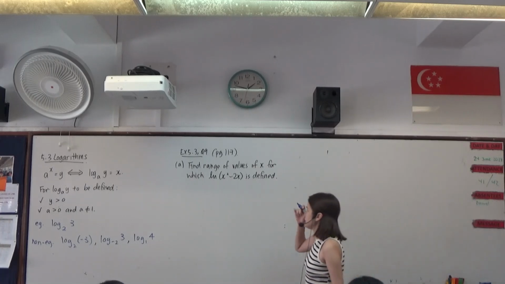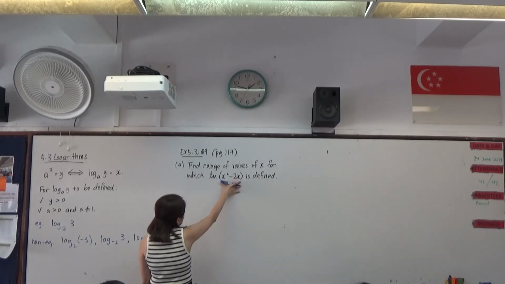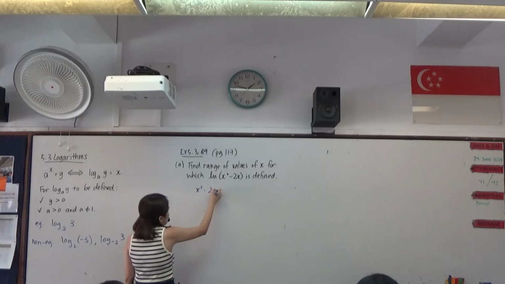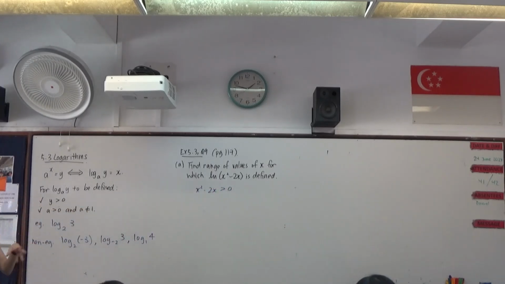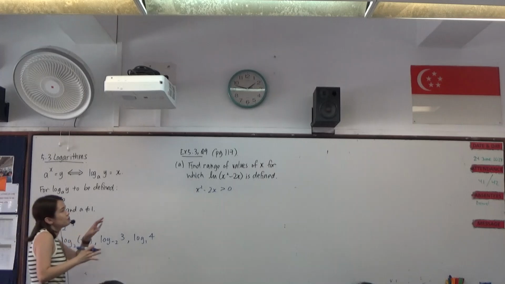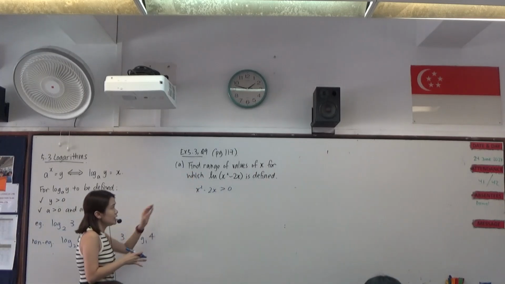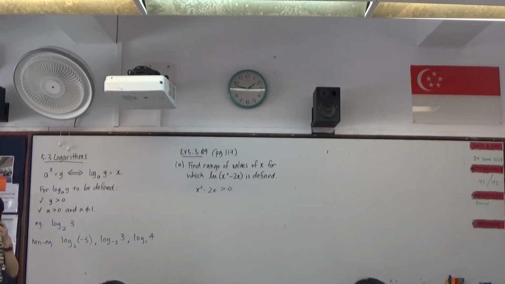For logarithm to be defined itself, this x squared minus 2x itself must be more than 0. So that is how you generate an inequality to help you figure out the range. So if x squared minus 2x is more than 0, we observe that it is quadratic. So let's try to recall how we solve a quadratic inequality.